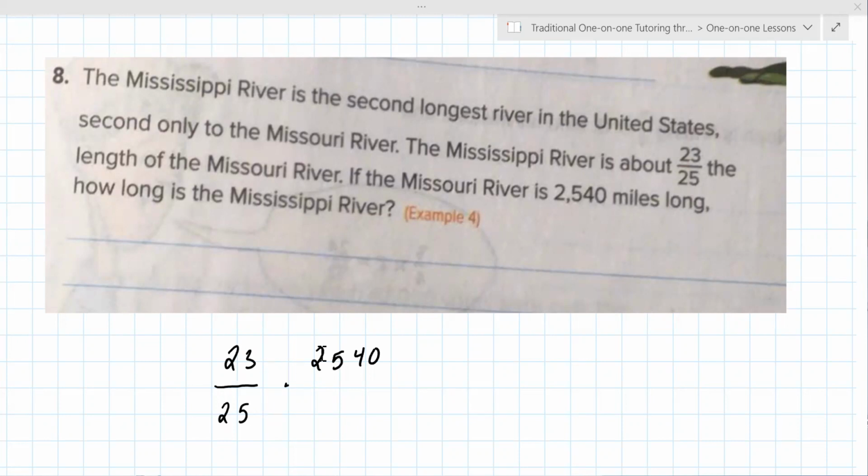Okay, so this one, I don't know how they expect you to do this by hand. I do think you would need a calculator. Has that been discussed in class? No. Okay, well, that's a bit more work. So you have to take 23 and multiply by 2,540. Yeah, I'll do that right now.